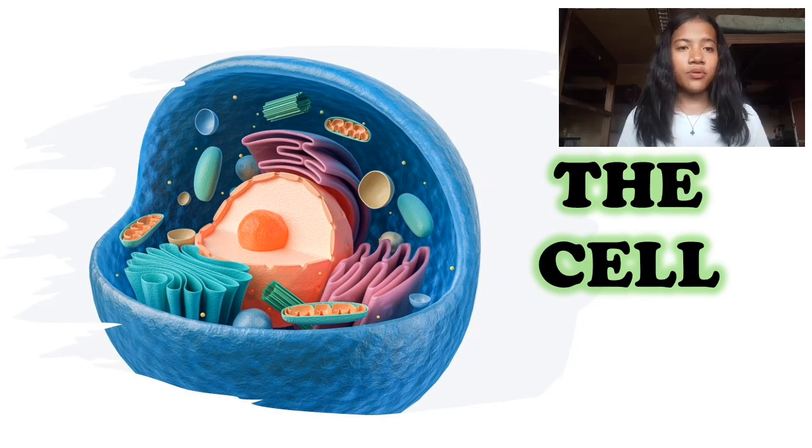And within the cell membrane is the cytoplasm, which is a gel-like structure that contains various organelles that have specific functions. These organelles include the nucleus, mitochondria, endoplasmic reticulum, Golgi apparatus, ribosomes, lysosomes, cytoskeleton, and chloroplast. These organelles have a specific role in maintaining cellular functions, which allows the cells to carry out their essential tasks and contribute to the overall functioning of living organisms.